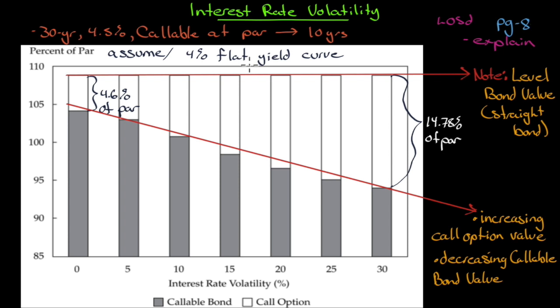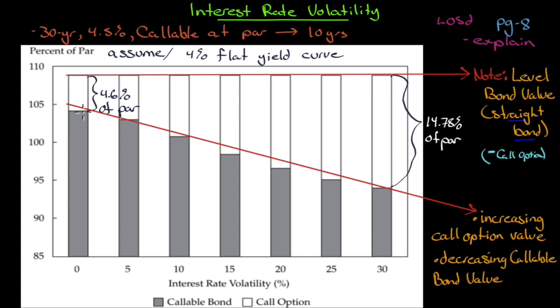It's still a 4% flat yield curve. So given all of that, the price of a straight bond is not expected to change. Now remember, a callable bond is a straight bond minus the value of the option, minus the call option, right? So let's look what happens when volatility increases.